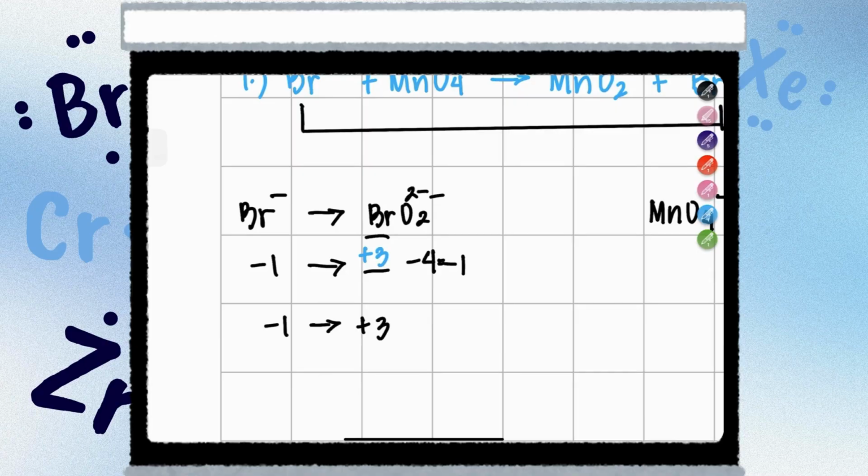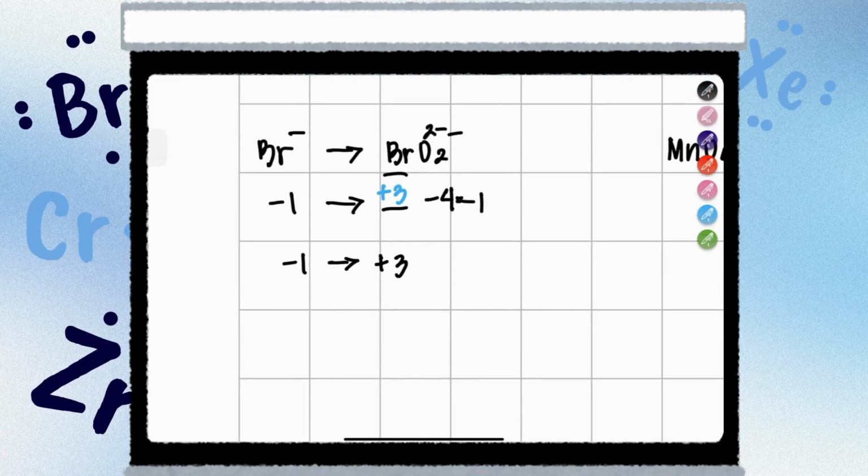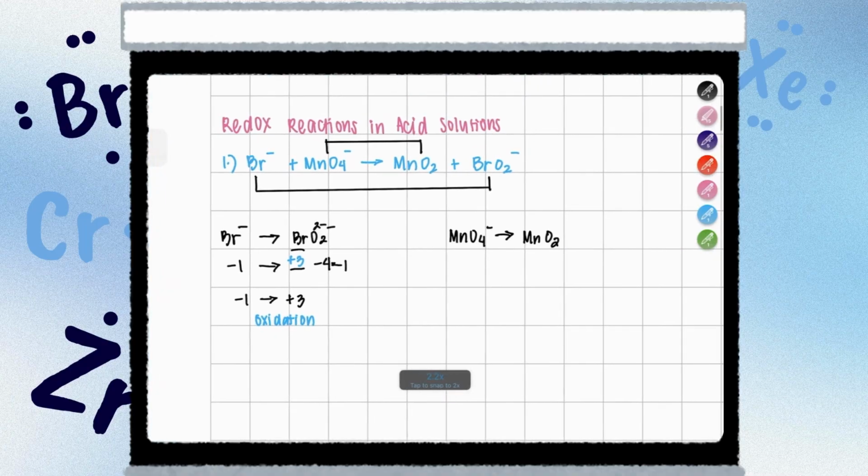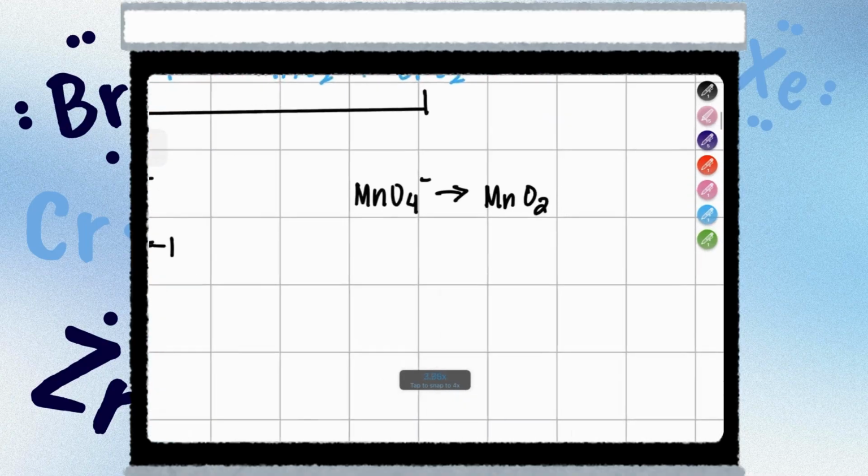So we can see that it loses electrons, since its charge became positive. So when we have the loss of electrons, it is what we call oxidation. So that means that manganese is the reduction part of the reaction.